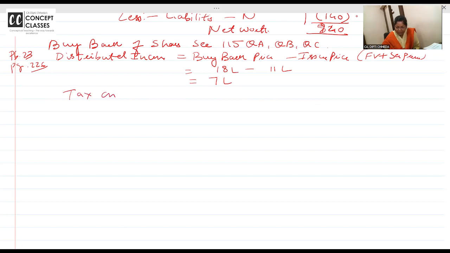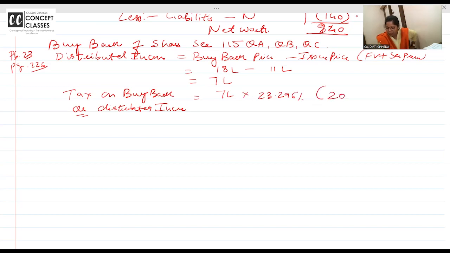Now, what is the tax on buyback, or you call it distributed income? Don't calculate the tax on the buyback value. Buyback was at 18 lakhs, while you had issued at 11. What's the transfer value minus the cost, the capital gain for the shareholder? 7 lakhs. So on 7 lakhs, you have to pay the tax at 23.296%. And I want all of you to write 20% plus 12% plus 4%. How much is it coming? Can someone help me with the calculation? How much is it coming on 7 lakhs if you calculate the tax? Very quick answer.